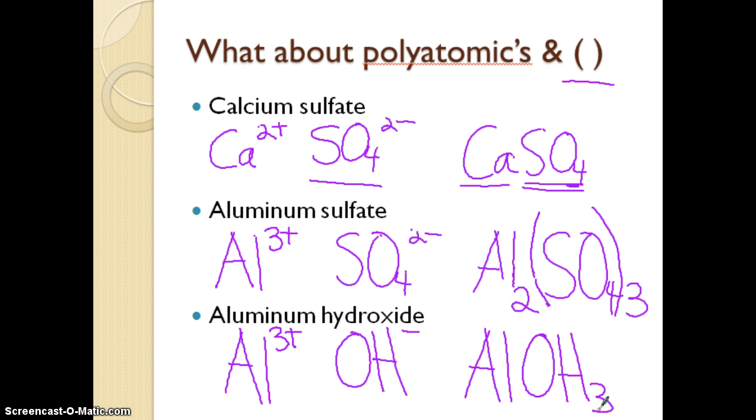But oops, that's not right either, because I didn't really take 3 hydroxides. I took 3 hydrogens and 1 oxygen and 1 aluminum. So how do I take 3 hydroxides? I again need parentheses. Anytime I have a polyatomic ion that I take more than one of, you need those parentheses. So there we have it.